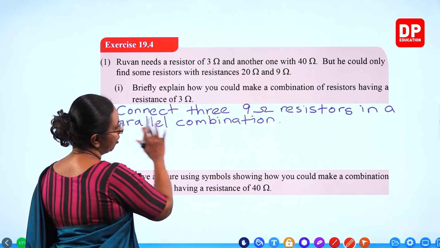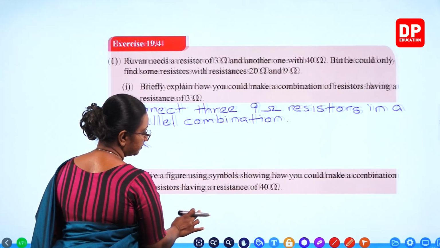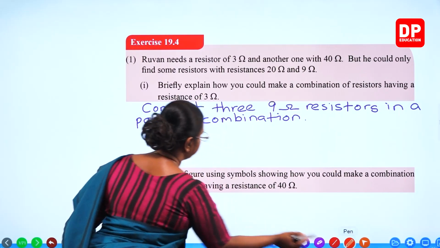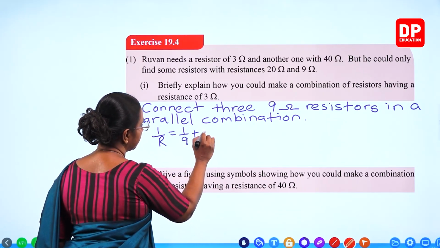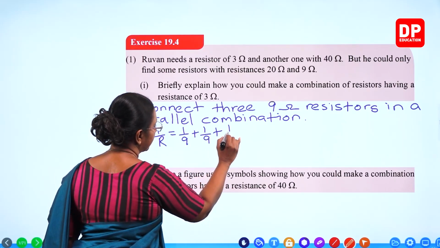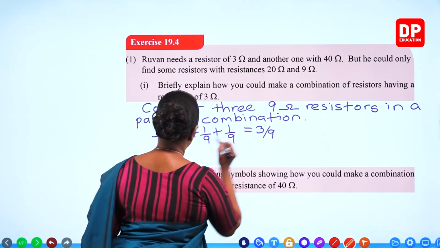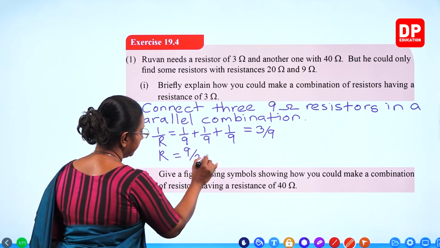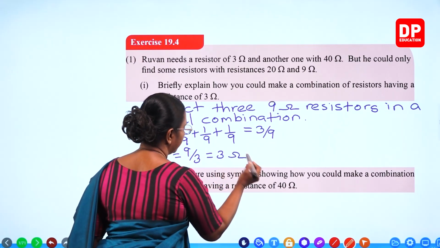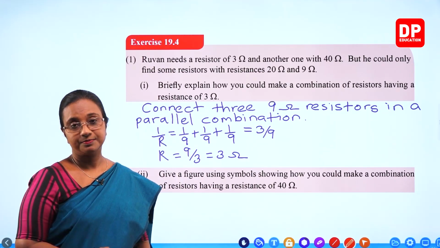And to show that your answer is correct, we can show the calculation. 1 over R equals 1 over 9 plus 1 over 9 plus 1 over 9. That is equal to 3 over 9. So therefore R is equal to 9 over 3 ohms. So that is what you need to write.